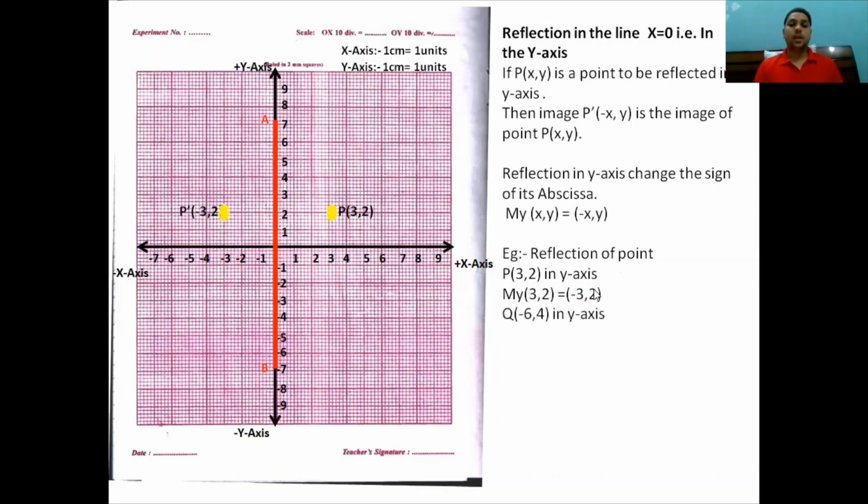Understand? Similarly, we have point Q (-6, 4). So where will point Q (-6, 4) be? 1, 2, 3, 4, 5, -6 will be here and 4 will be here. So the point will be at this location. If the point is on this side, then the image will be on this side. Count from here 1, 2, 3, 4, 5, 6 and it will be again on this side. The image will be here. So we have an image Q dash (6, 4). We just change the sign of your abscissa here.